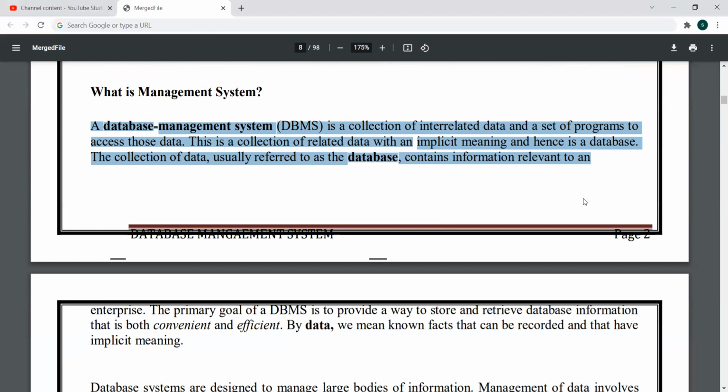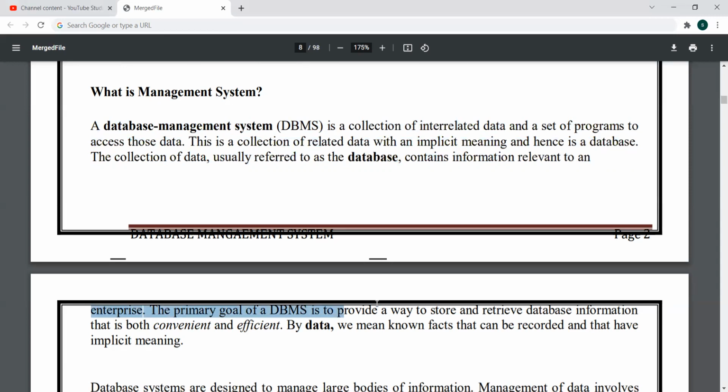This is a collection of related data with an implicit meaning, and hence is a database. The collection of data, usually referred to as the database, contains information related to an enterprise.